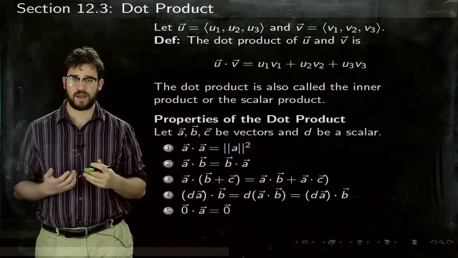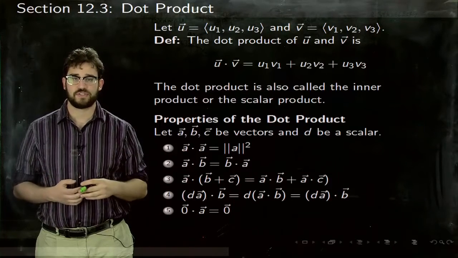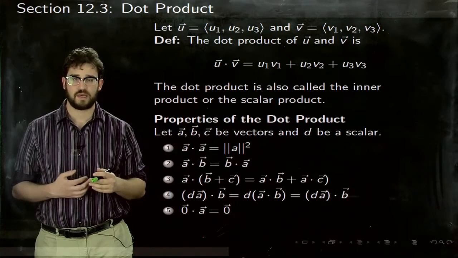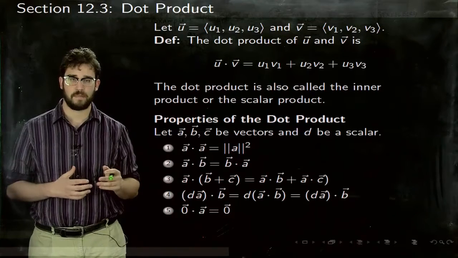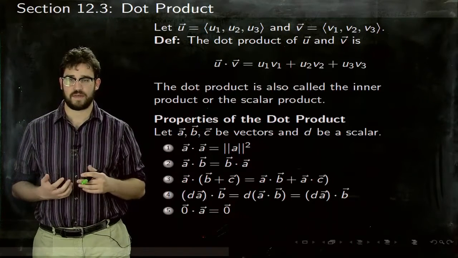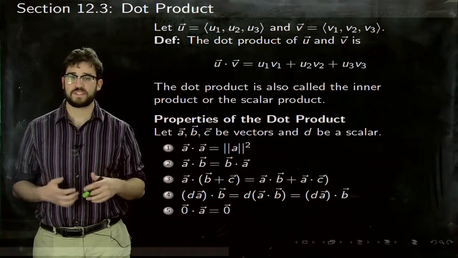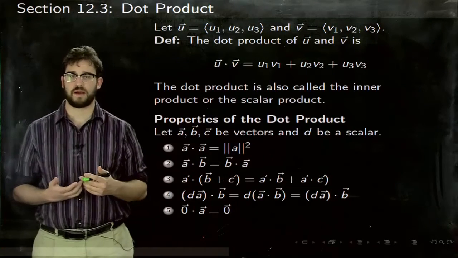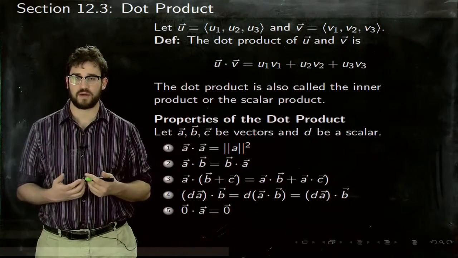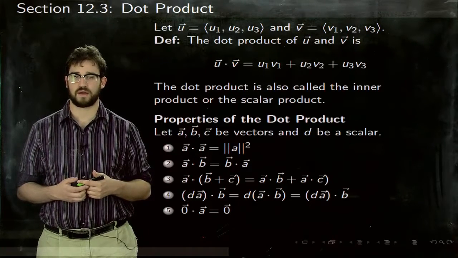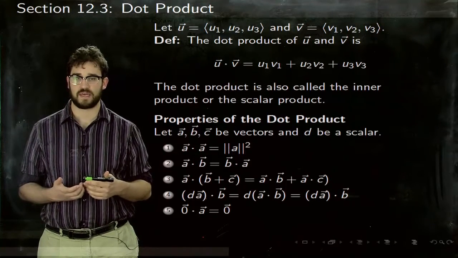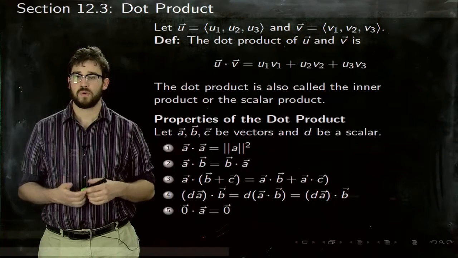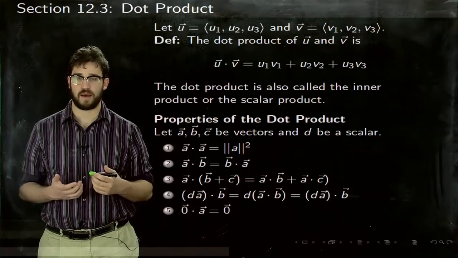The dot product of u and v is just u dot v, and you multiply each of the components together and add them all. This dot product will produce a scalar, hence why the dot product could also be known as the scalar product, but we also call the dot product the inner product in some cases. So what are some properties of the dot product?